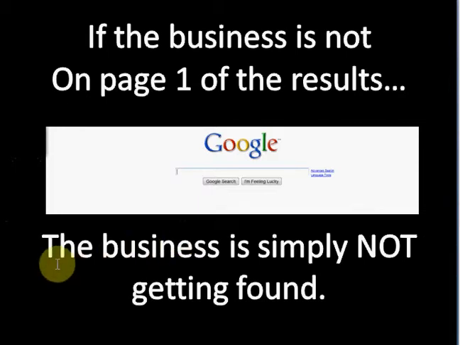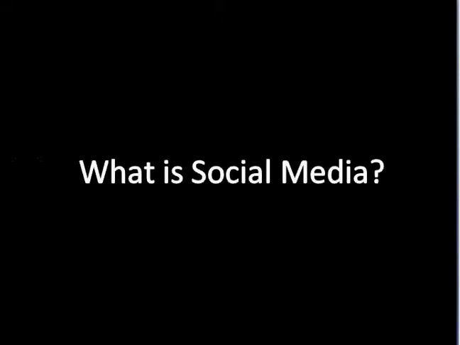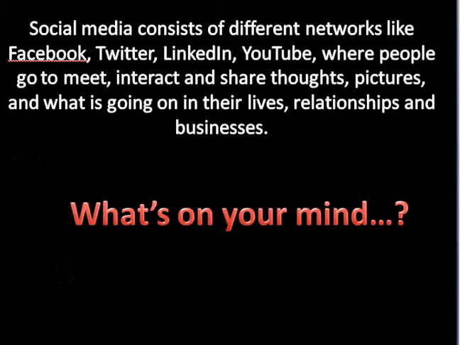So we can go and see what social media is. Basically, social media consists of different networks like Facebook, Twitter, LinkedIn, YouTube, where people go to meet, interact, and share thoughts, pictures, and what's going on with their lives, relationships, and their businesses as well. Most people will just post whatever's on their mind or whatever they want people to know, and whoever your friends are, the information will show up on their walls or their sites as well. And that person can choose to respond to it, view it, or share it with other people.